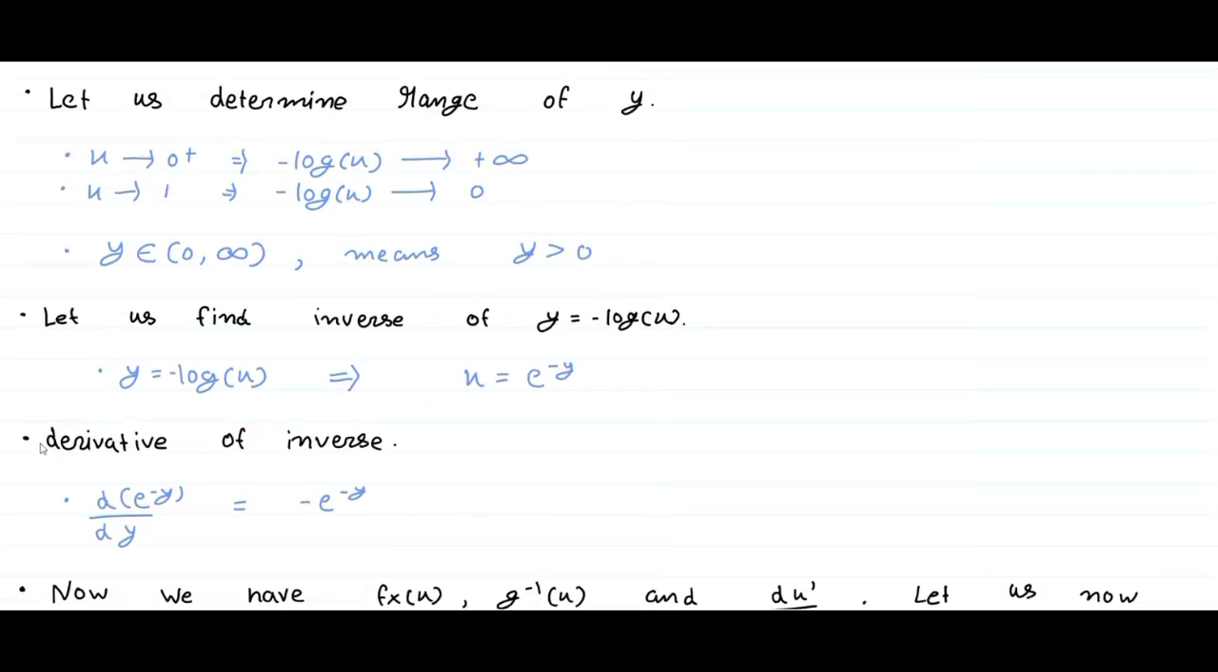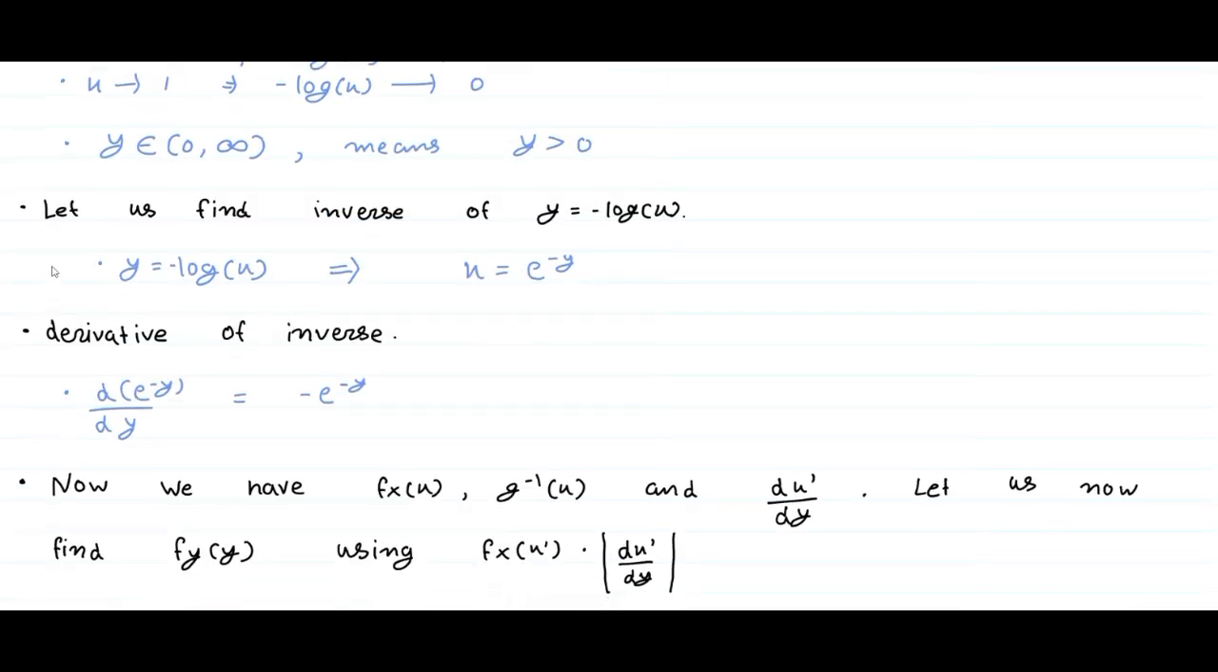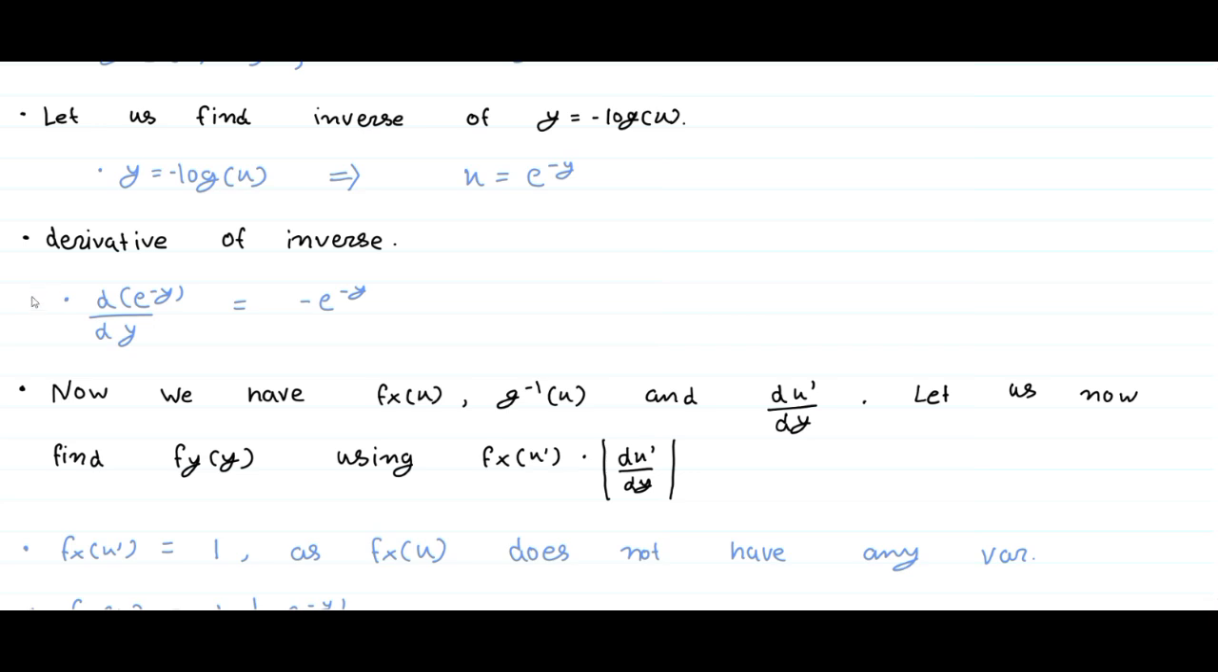Let us now find the inverse of y is equal to minus log of x. This is a basic logarithmic property: if y is equal to minus log of x, then x will be equal to e to the power minus y, as the logarithmic function and exponential function are inverses of each other. Let us now find the derivative of the inverse. The derivative of e to the power minus y is minus e to the power minus y.